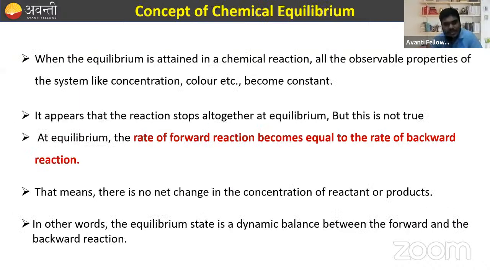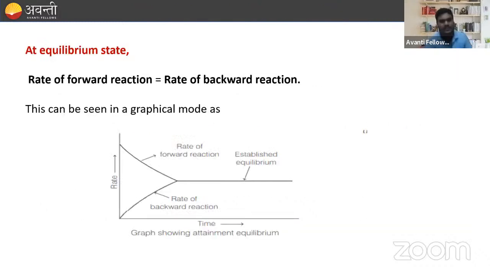Now, let's see the concept of chemical equilibrium. When equilibrium is attained in a chemical reaction, all the observable properties of the system, like concentration and color, become constant. It appears that the reaction stops altogether at equilibrium, but this is not true. At equilibrium, the rate of forward reaction becomes equal to the rate of backward reaction. This means there is no net change in the concentration of reactant or product. In other words, the equilibrium state is a dynamic balance between the forward and backward reactions.